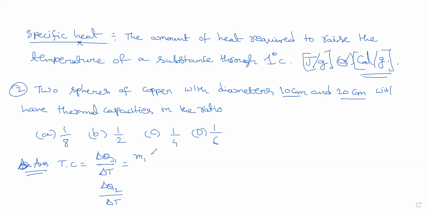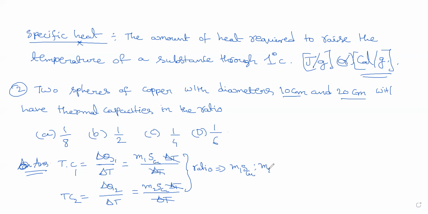So this is M1, specific heat of copper, which will be the same, into delta T divided by delta T. In the second case, mass is different, mass into specific heat of copper into delta T divided by delta T. Okay, delta T is out. That is, for the same variation in temperature, how the thermal capacity will be. Here let's write TC1, TC2, thermal capacity 1, thermal capacity 2. If you find the ratio, it is simply M1 into specific heat of copper is to M2 into specific heat of copper. Specific heat of copper cancels, it's just the ratio of the masses. M1 is to M2.